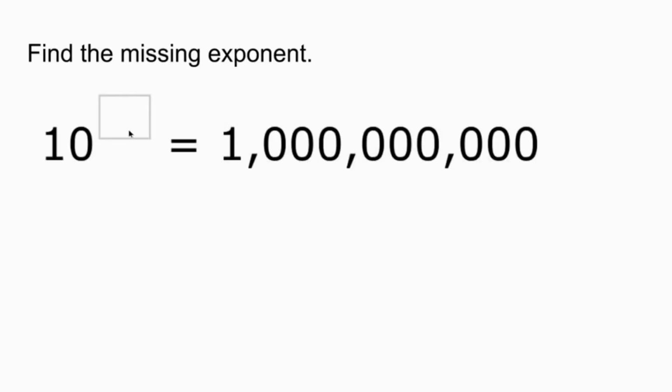Find the missing exponent. 10 to the what power equals 1 billion? Now, the shortcut and the trick is whenever you're being asked to find 10 to the what power equals a number, you count the number of zeros that fall to the right of 1. So since this is 1, 2, 3, 4, 5, 6, 7, 8, 9 zeros, 10 to the ninth power is going to become 1 billion. And that's your answer.